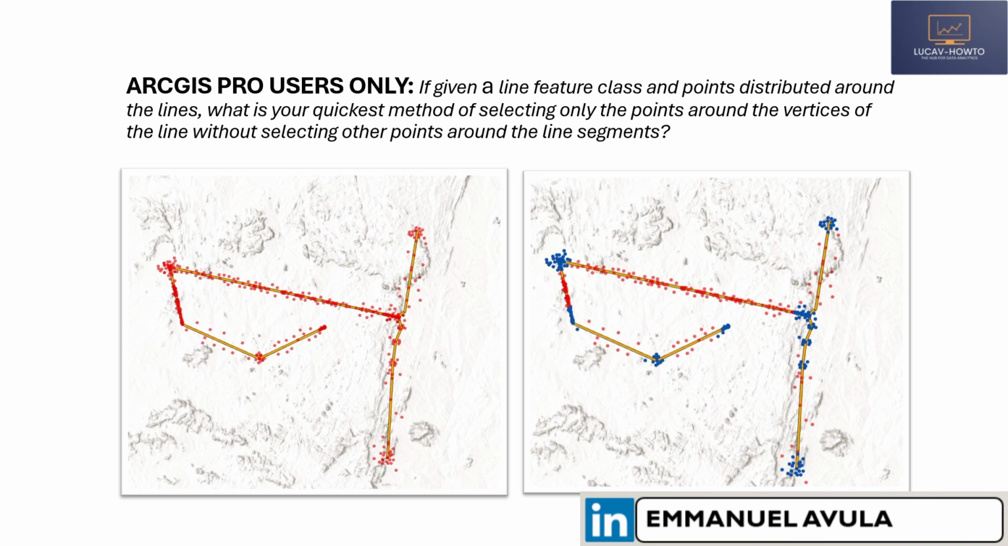So we have a problem before us, specifically for ArcGIS Pro users only, a spatial problem. And the problem: we have a bunch of lines and points scattered around the lines, and we want to know the points within the vicinity of the vertices of the line. There are quite a number of approaches.